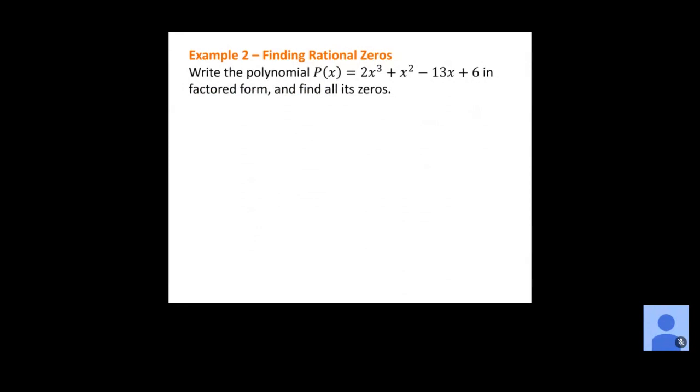Example 2. So now we want to write a polynomial in factored form and find all the zeros. Okay, so we have another cubic here, 2x cubed. We're trying to get this into factored form and find all the zeros. Okay, so our first step again is going to be to find those possible rational zeros. So we're going to do our p and q values again. Okay, so what are the values for p going to be this time?